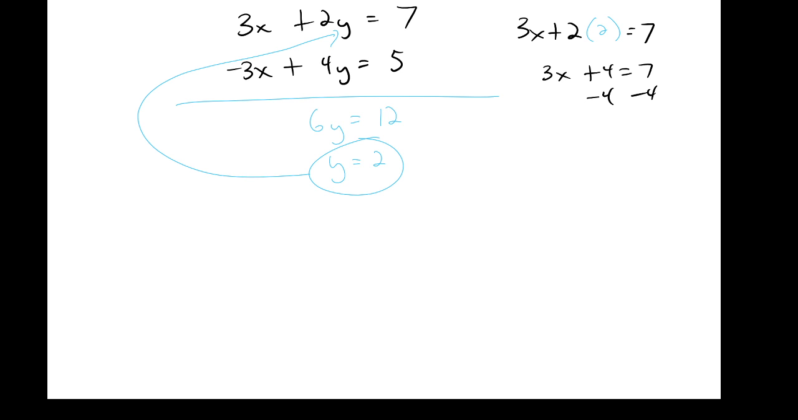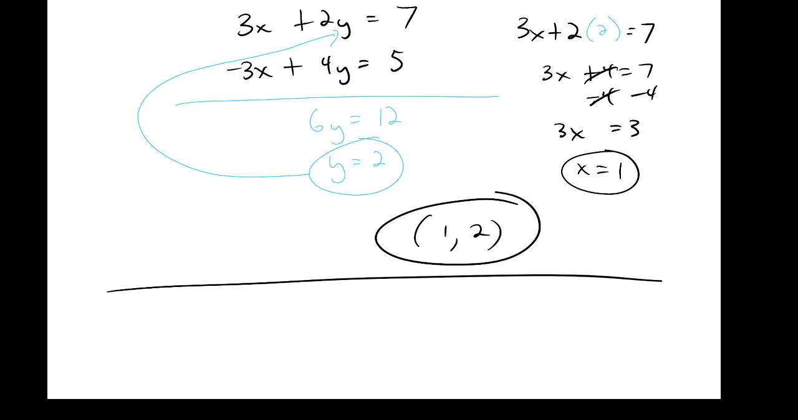Keep going. Subtract 4 from both sides. That cancels. 3x is equal to 3, so x is equal to 1. We have to write this as a coordinate. So this is 1, 2.